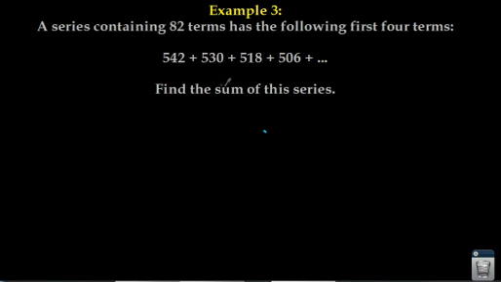Alright, so this is an example of a series containing 82 terms with the following as its first four terms, and we're supposed to find the sum. So the first thing we're going to do is make a list of what we know.